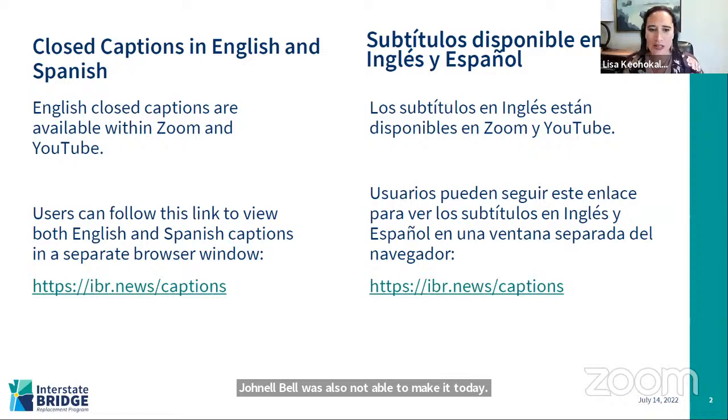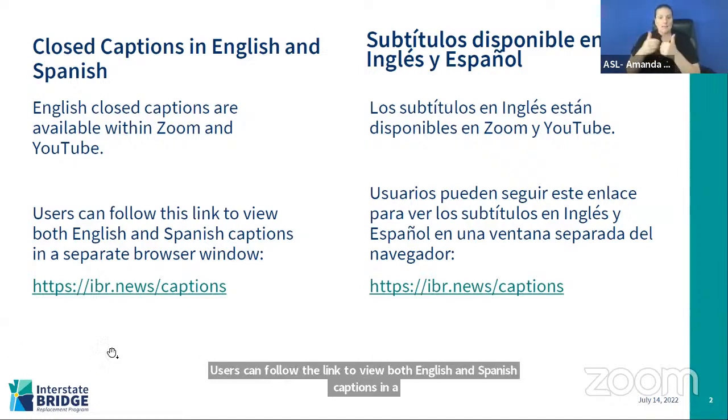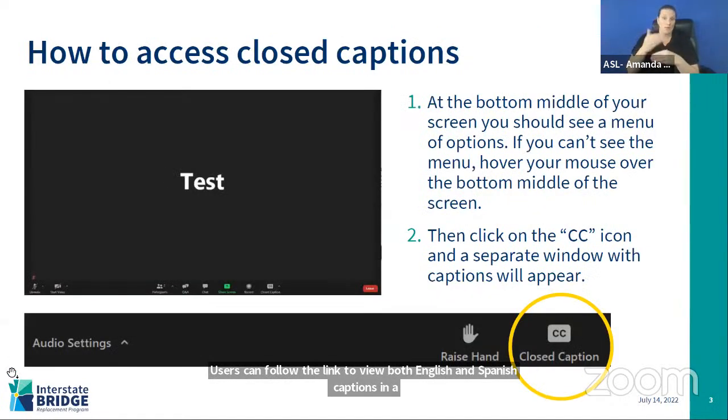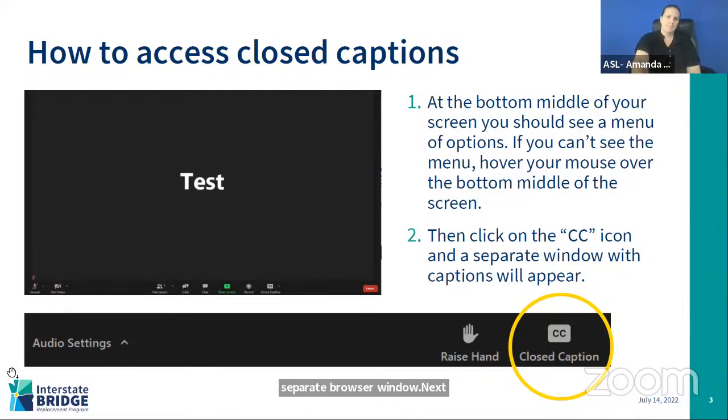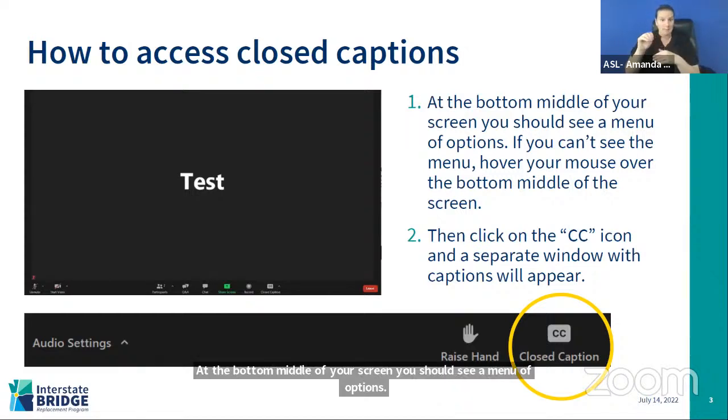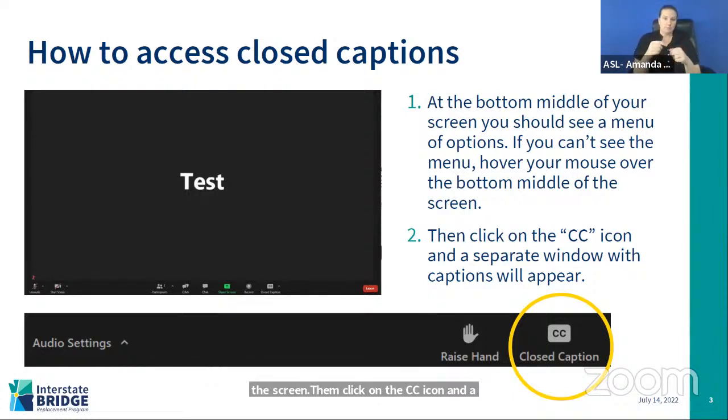Our closed captions are in English and in Spanish and are available within Zoom and YouTube. And users can follow the link to view both English and Spanish captions in a separate browser window. Next slide. How to access closed captions. At the bottom middle of your screen, you should see a menu of options. If you can't see the menu, hover your mouse over the bottom middle of the screen, then click on the CC icon, and a separate window with captions will appear.